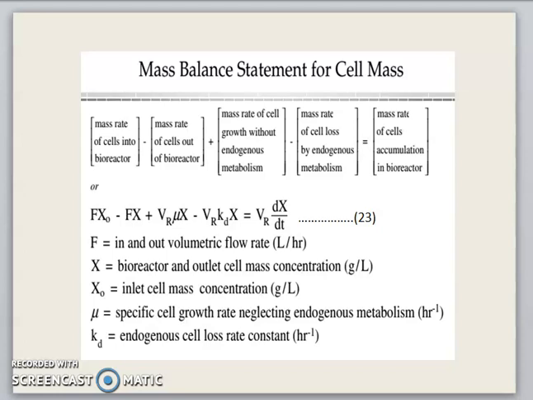This is the mass balance statement for cell mass. We have the mass rate of cells into the bioreactor, minus the mass rate of cells out of the bioreactor, plus the mass rate of cell growth without endogenous metabolism, minus the mass rate of cell loss by endogenous metabolism. We know that endogenous metabolism exists at the stationary phase. This is equivalent to the mass rate of cells accumulated in the bioreactor.